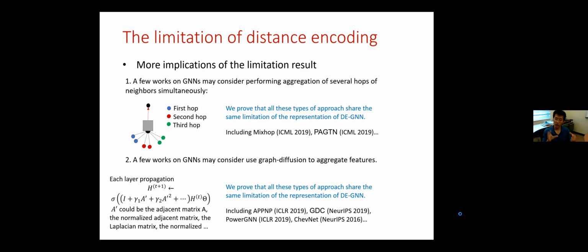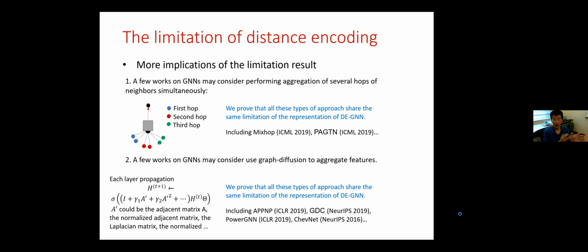So one commonly used technique is to aggregate multi-hop neighbors simultaneously. But when performing this aggregation, representations of different hop neighbors will be associated with different weights. Some specific models built on this technique include MixHop or PGNN, and we may prove that all of them share the same limitation as the statement I showed in the previous theorem. So even if you do this multi-hop aggregation simultaneously, you will have the same limitation.